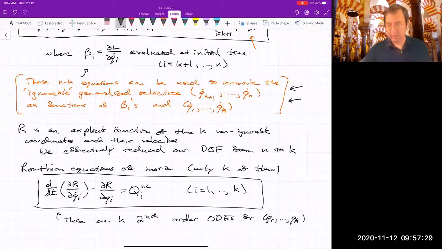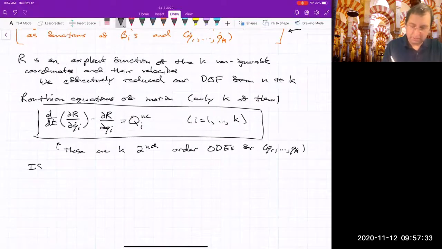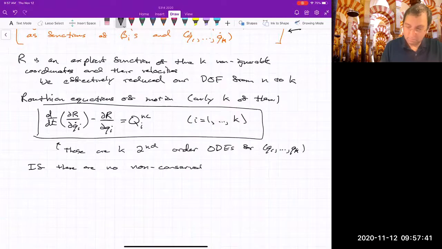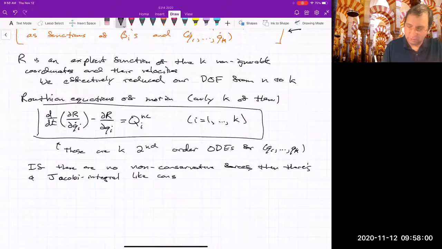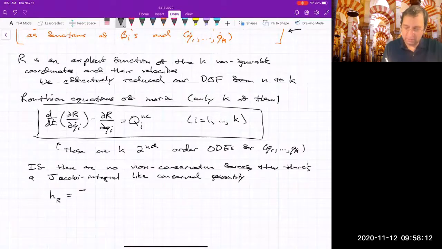Okay, great. There's something else we can say. If there are no non-conservative forces, then there's a, and I haven't actually seen this in a book, but it's true, a Jacobi integral like conserved quantity. I guess we could call it H sub R. And so this is going to be, you take the sum I goes from 1 to k of partial R partial q I dot times q I dot, minus R.